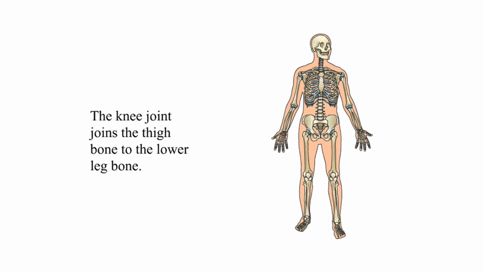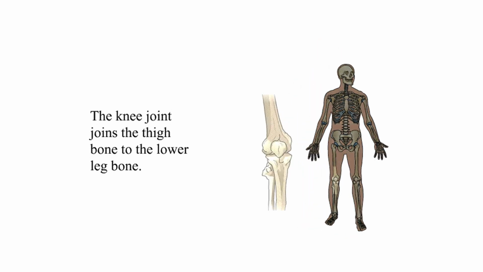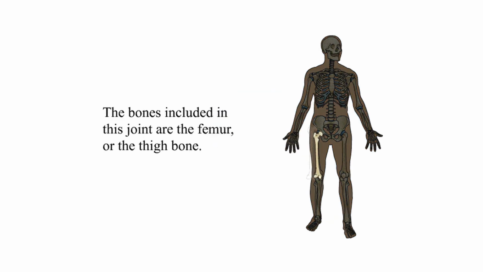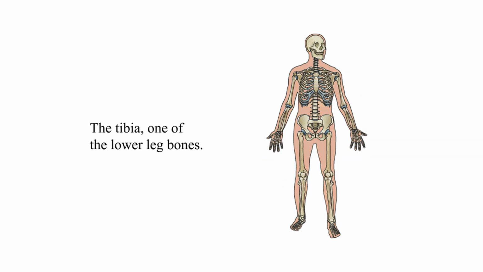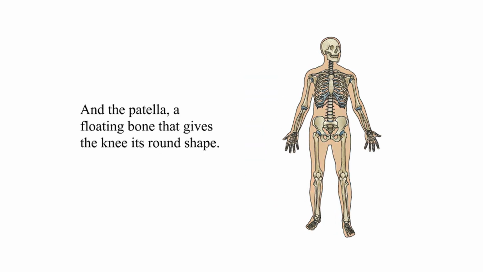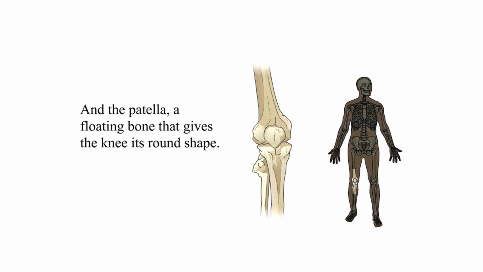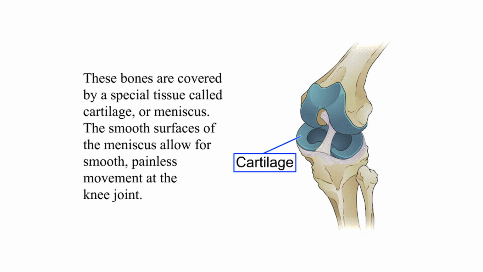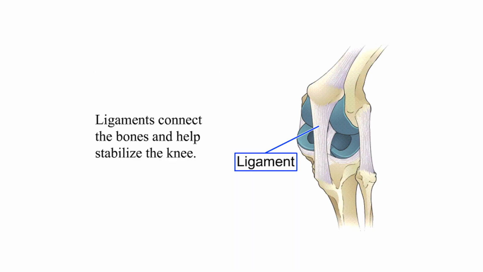Anatomy. The knee joint joins the thigh bone to the lower leg bone. The bones included in this joint are the femur, or the thigh bone, the tibia, one of the lower leg bones, and the patella, a floating bone that gives the knee its round shape. These bones are covered by a special tissue called cartilage, or meniscus. The smooth surfaces of the meniscus allow for smooth, painless movement at the knee joint. Ligaments connect the bones and help stabilize the knee.